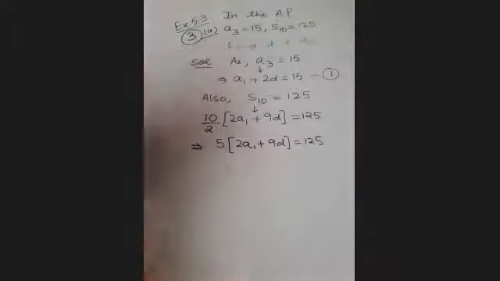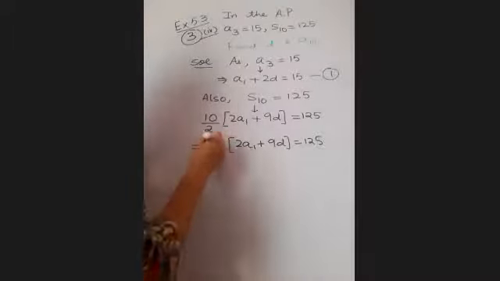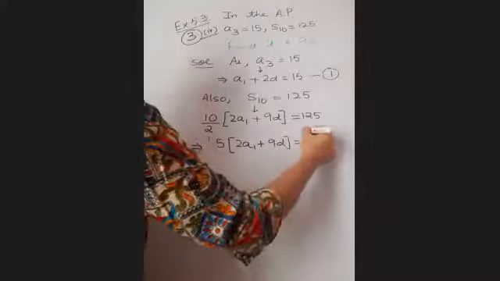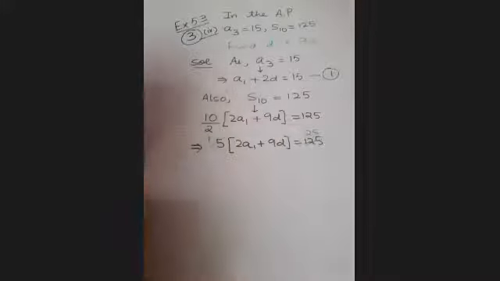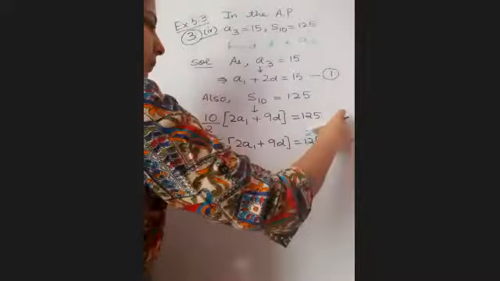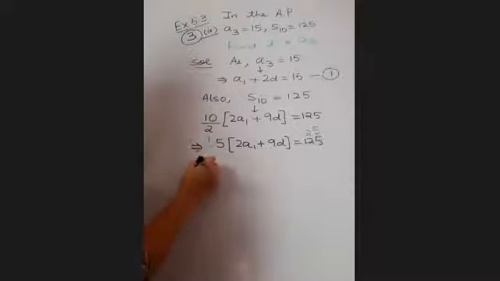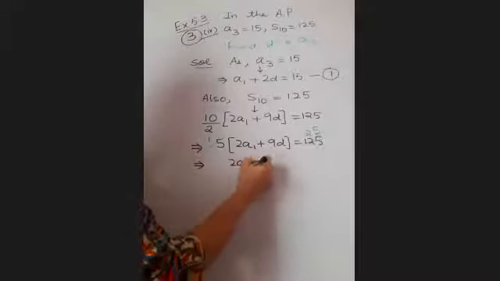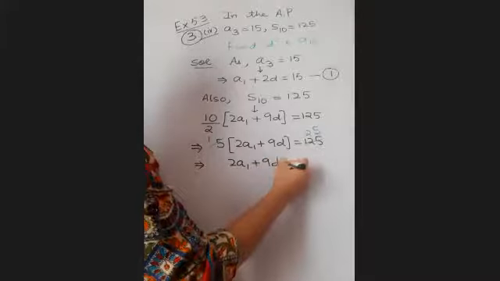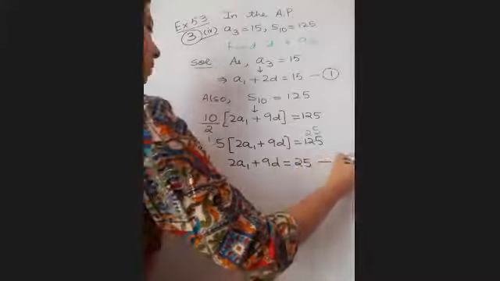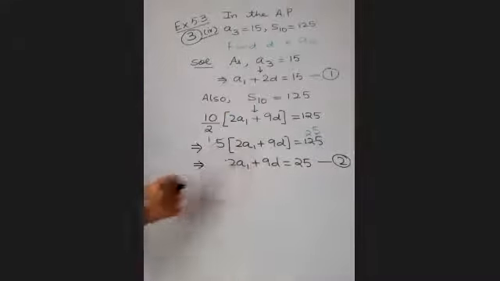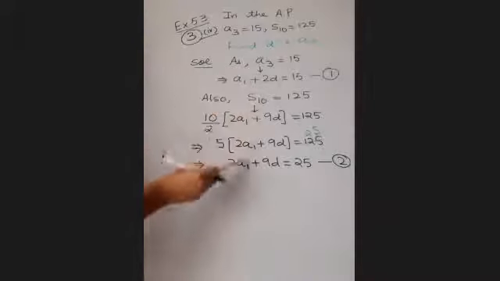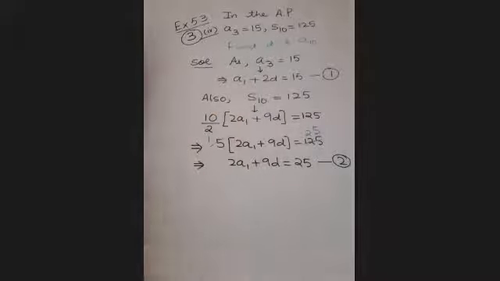Now this 5 and 125 we can cancel off. 25. 125. So this gives me 2A1 plus 9D equal 25. Now I have two equations with me, beta, in two variables A1 and D. We need to simplify these two equations to get the values of A1 and D.